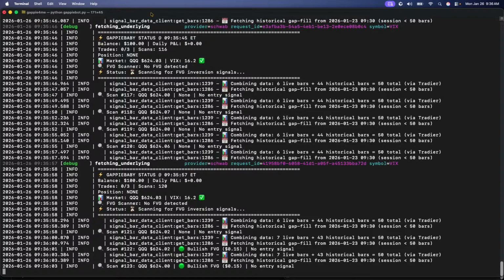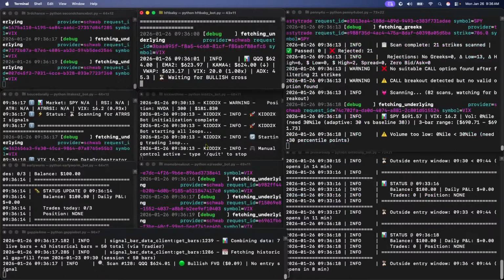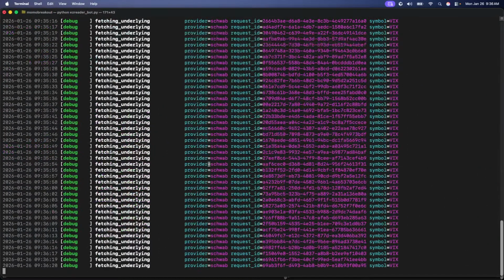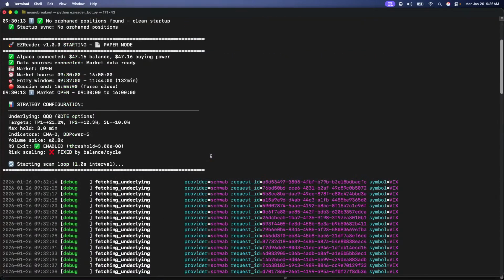Gappy, you found those signals. And that's kind of correct because there was no big gap. I thought there was going to be a gap, but there's no big gap this morning. All right. So you're ready to go. Waiting for the bullish cross. All right. So you're waiting for your signals. What about Early Worm? All right, you're waiting for your signals. And what time do you start?